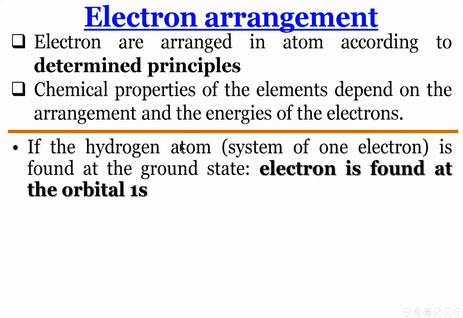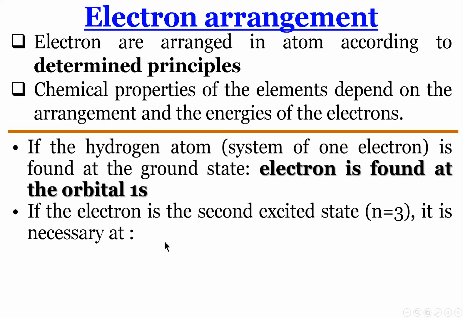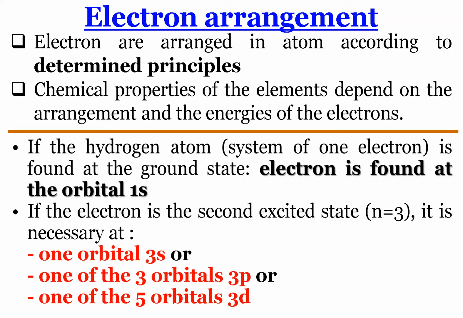Suppose a hydrogen atom, which is a system of one electron, and this electron is found at the ground state. So the electron should be in the orbital 1s, which has the lowest energy possible. If this electron passes to n equals 3, so the possibility is that the electron passes to 3s, or the electron passes to one orbital of the 3p.